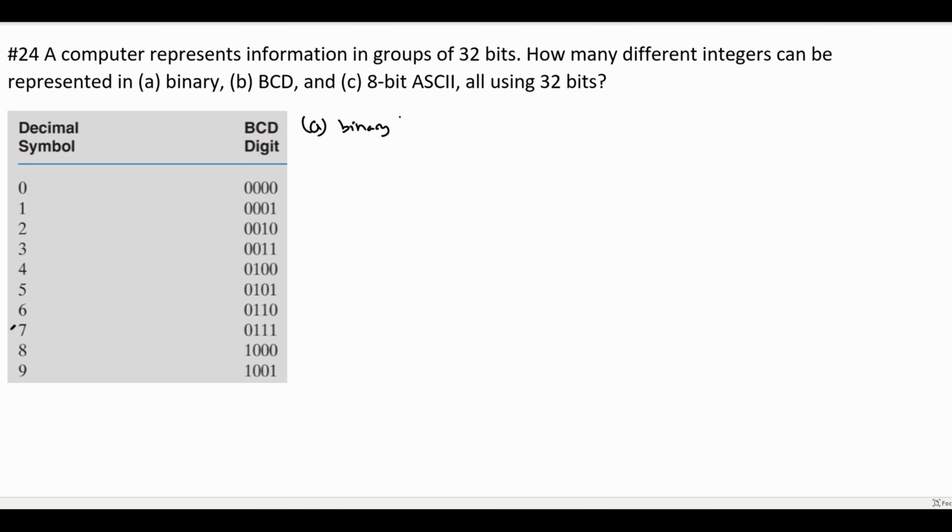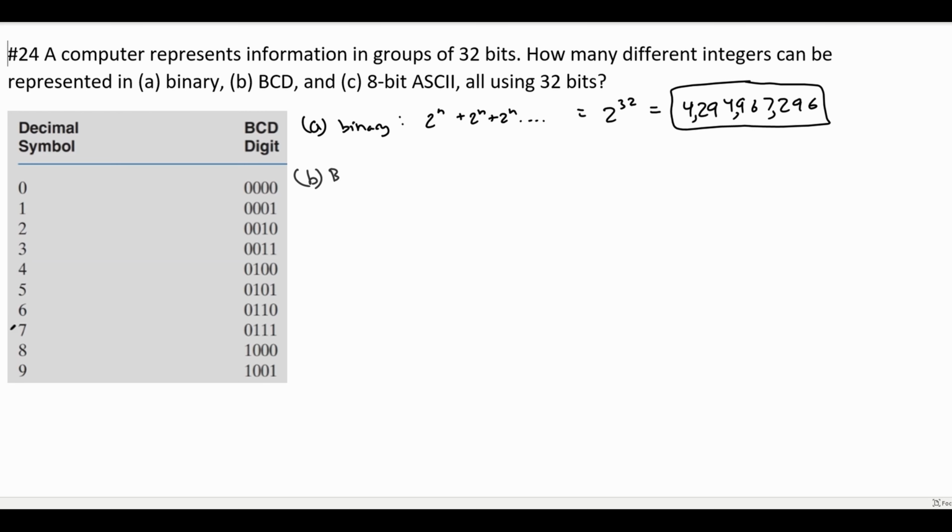And for binary, we know it's written as 2 to the n plus 2 to the n plus 2 to the n, and so on for as many n's as we have. And here, our n is going to be this 32 bits. So really, this is going to be 2^32. And if we plug this into a calculator, we're going to get 4,294,967,296. So that's how we would go about solving for the binary part.